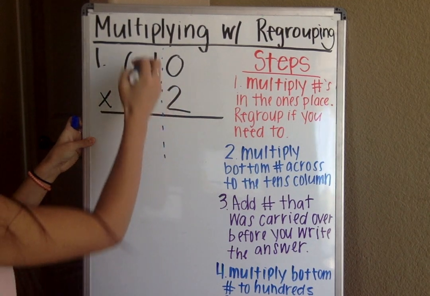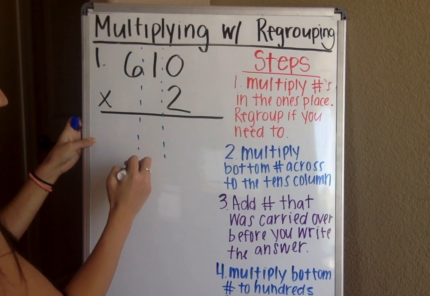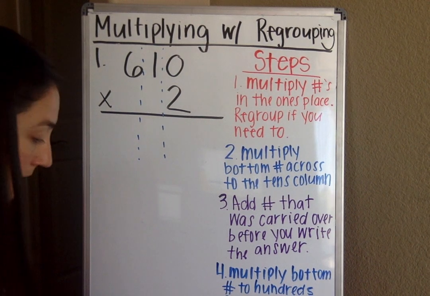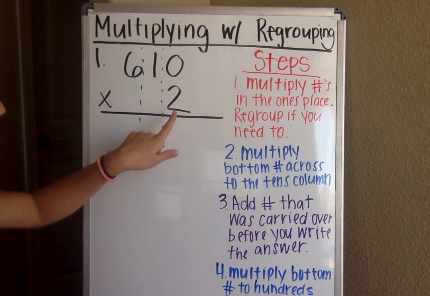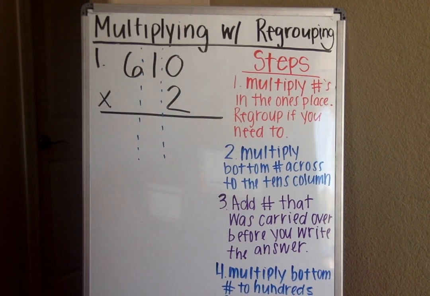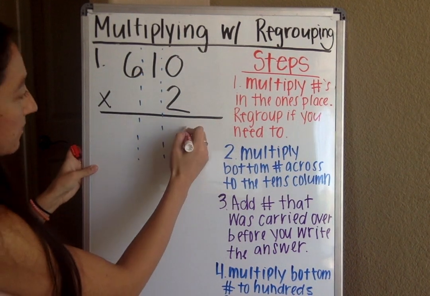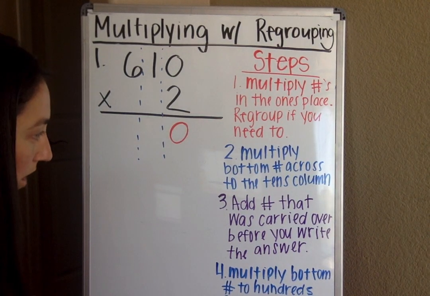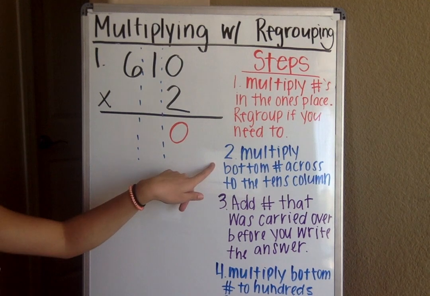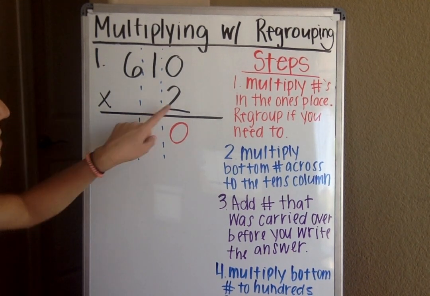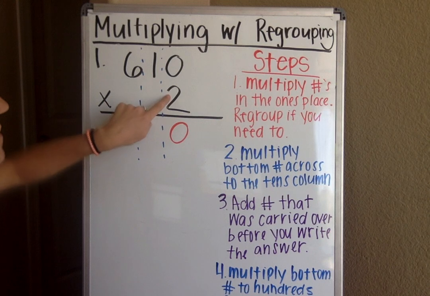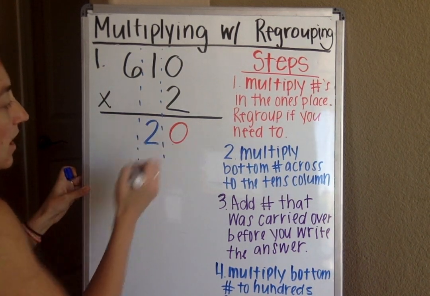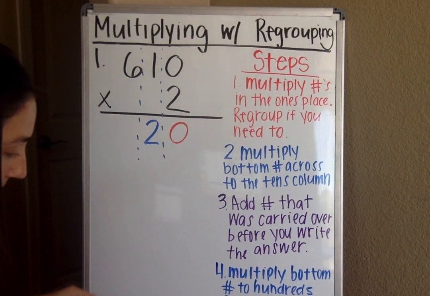this would be a really good idea to draw your columns because now there's one more area that was added. So, we are going to start by multiplying 2 times 0, and that is going to be 0. There is no regrouping when it's just 0, so we can move along. Second step is to multiply the bottom number across the tens column. So 2 times 1 is 2. Again, there is no regrouping there.